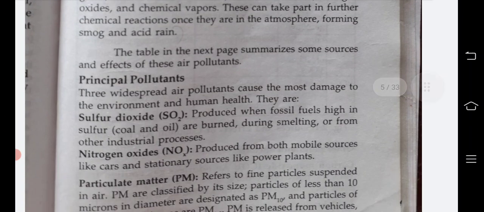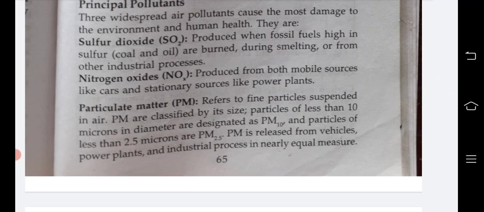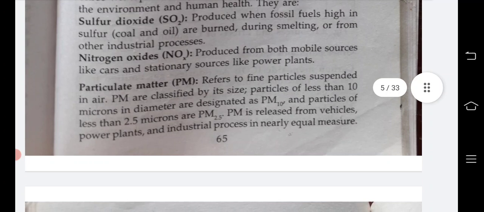The table in the next page summarizes some sources of and the effects of these air pollutants. The principal pollutants, which are the main air pollutants. First of all, sulfur dioxide, SO2, produced when fossil fuels high in sulfur are burned during melting or from industrial process. Second is NO2, that is nitrogen oxide. Okay, nitrogen, not dioxide. Any oxides of nitrogen are poisonous. Produced from mobile sources like cars, moving vehicles, stationary sources like power plants, etc. are called as NOx, nitrogen oxides.